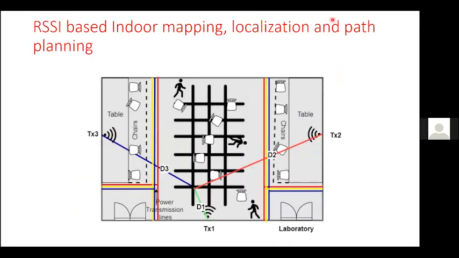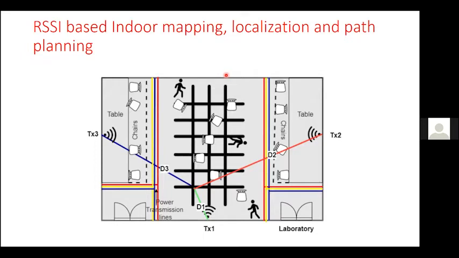So one thing which I just want to be clear about is that in the last slide I told you that drone detection and drone neutralization we can do with the help of GPS fixing. So if GPS is not working, and if you want to go inside any particular room where GPS signals are not available, then RSSI-based indoor mapping, localization and path planning is possible.